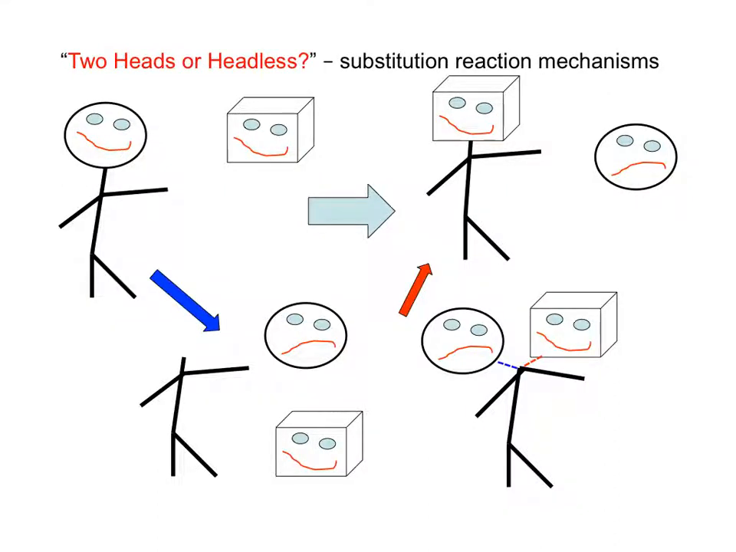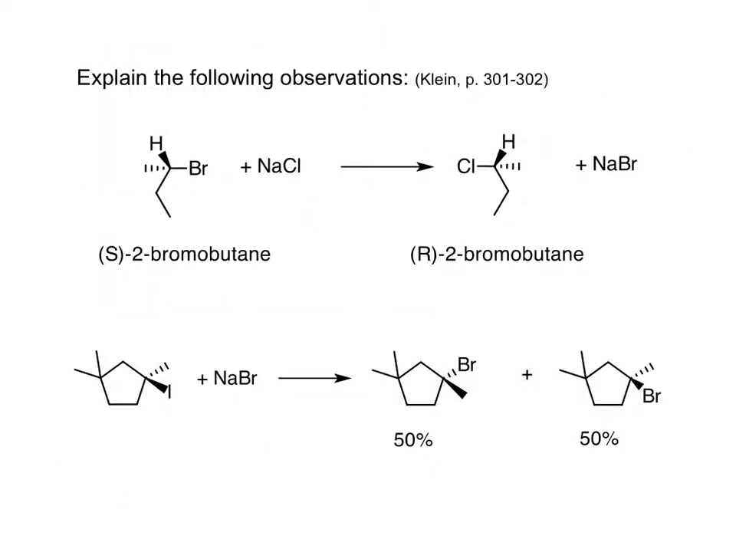Given reactants, you can predict the product of a substitution reaction. But there's two ways that this reaction can occur, either headless or two heads. Let's take a look at these two reactions. In the first reaction, the S enantiomer is converted to the R enantiomer. In the second reaction, the S enantiomer produces a racemic mixture of the R and S enantiomers.